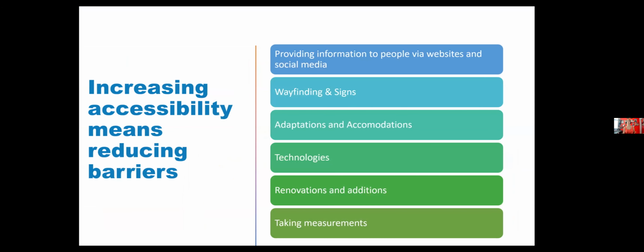Increasing accessibility means reducing barriers. Absolutely. It might be providing information so that people know for themselves whether it's accessible. It might be adaptations, accommodations, technologies, taking measurements, making changes. These are all elements that improve accessibility and work towards universal design.